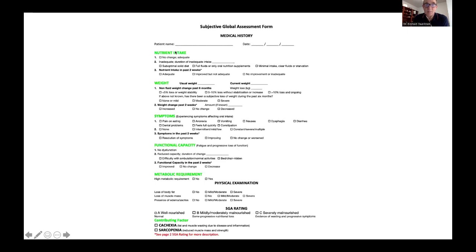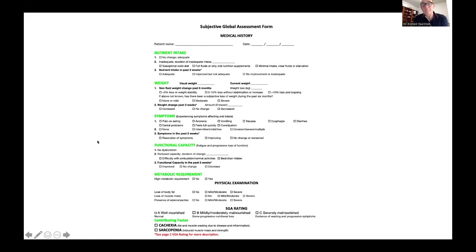Again, nutrient intake is important, weight loss is important, symptoms that affect intake are important, things like functional capacity and whether people are burning a lot of energy, and then a physical exam looking at loss of body fat and muscle mass. A lot of nutrition practitioners, certainly in Canada and across the world, use this. Many dietitians use it, many physicians use it. And I'd like to propose that it's something that we should be doing in individuals with celiac disease.